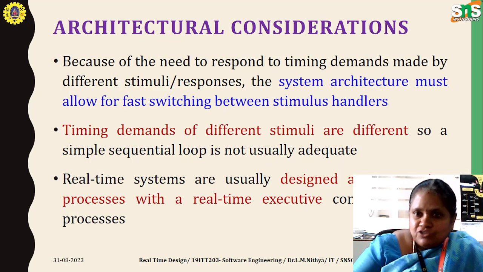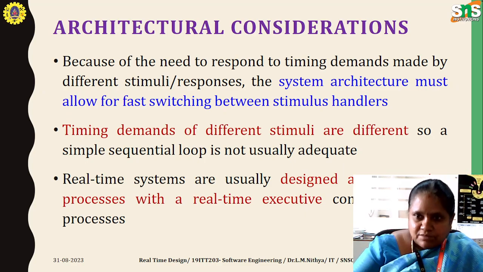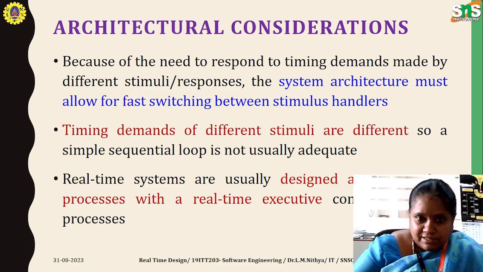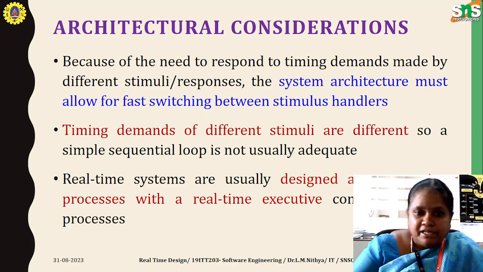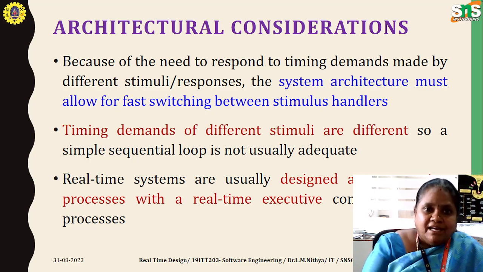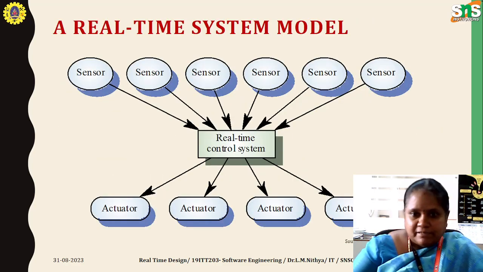So architectural consideration for this real-time system is it should allow for fast switching between stimulus handlers. The timing demands of different stimuli are different. It is not that all stimuli will have the same timing intervals. These real-time systems are usually designed as cooperating processes with the real-time executive controlling these processes. So these three things should be taken care of while designing.